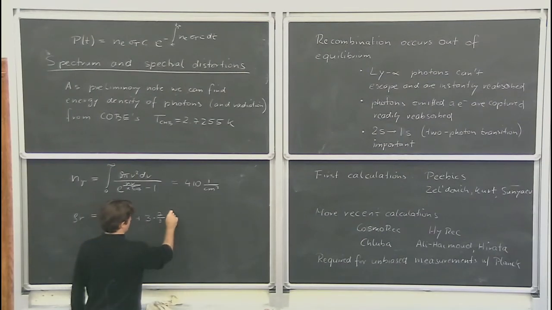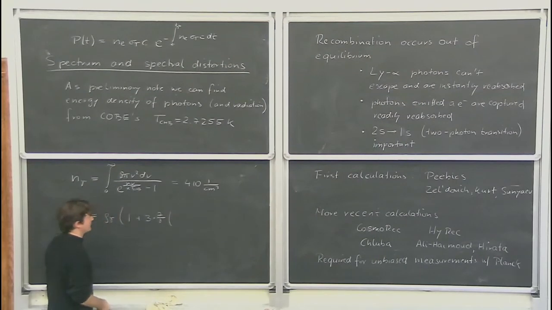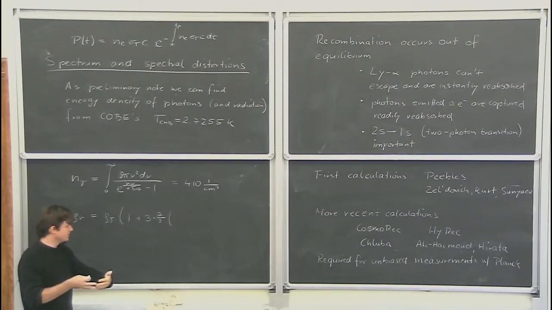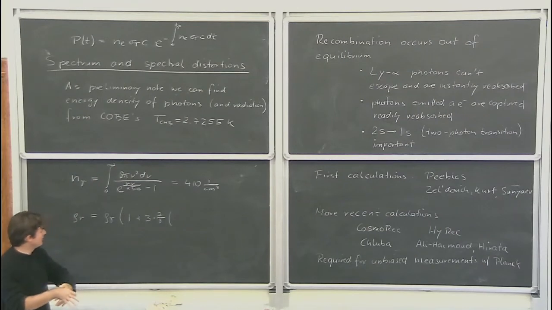And then the neutrinos, it turns out, are a little bit cooler than the photons because the neutrinos decouple from the standard model just before or around the time electrons and positrons annihilate. And so when the electrons and positrons annihilate, they reheat the photons, but they don't reheat the neutrinos.